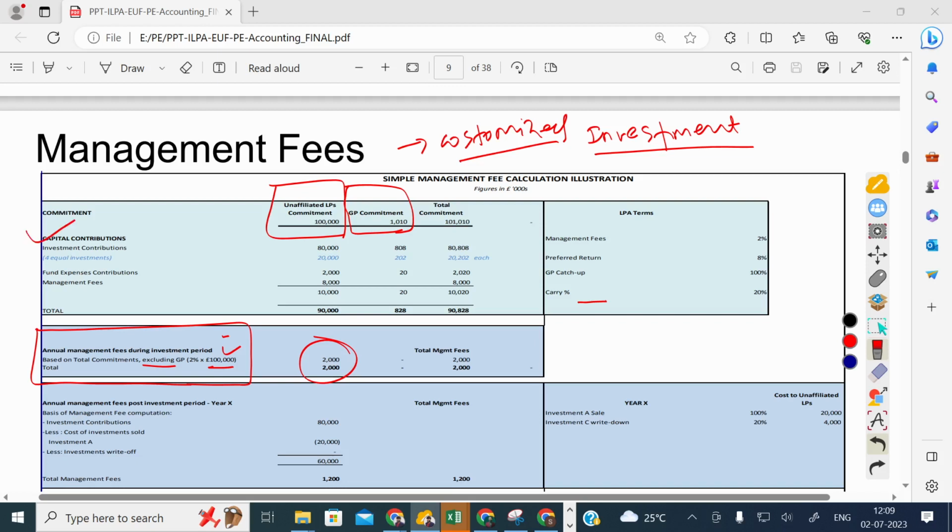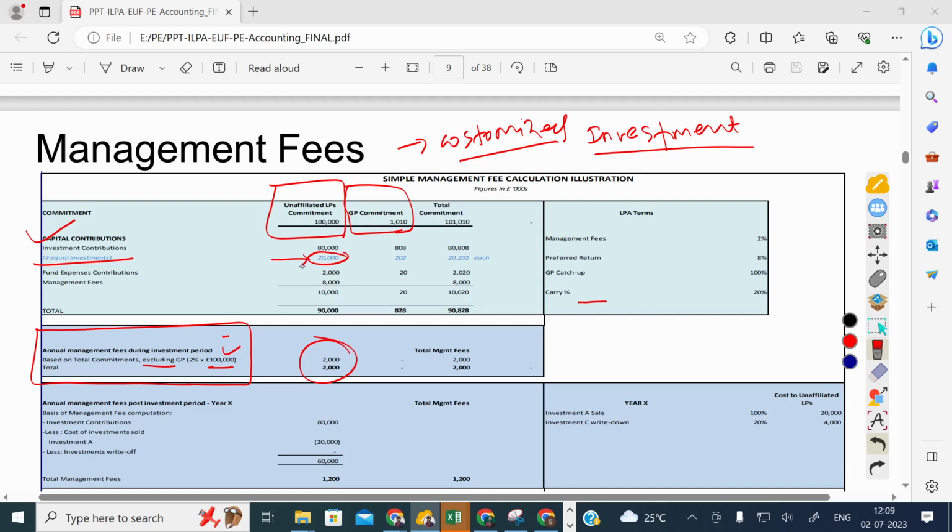Investment means here affiliated LPs, limited partners, will pay 1 lakh, but in 4 equal installments. This portion becomes your capital call. Am I right? So this 1 lakh investment will be invested in 4 equal installments. Here you see 20, 20, 20, 20. So that becomes your capital call.